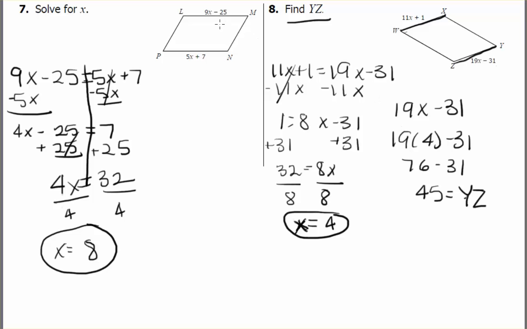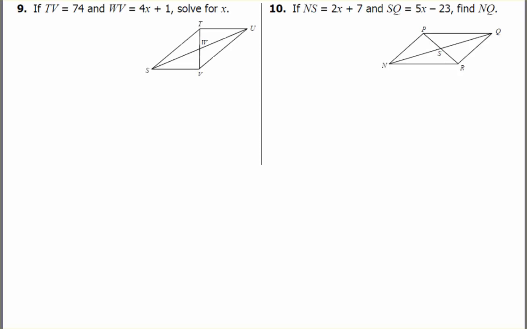So that's how we found problems 7 and 8. So for both of these, you use the property that opposite sides are congruent, and then we set the expressions equal to each other. So let's move on and look at 9 and 10. So 9 and 10 deals with the diagonals.